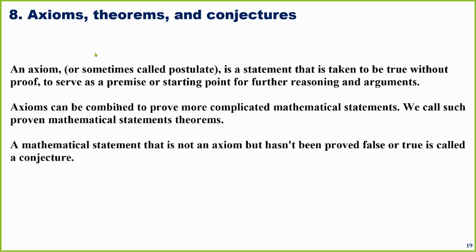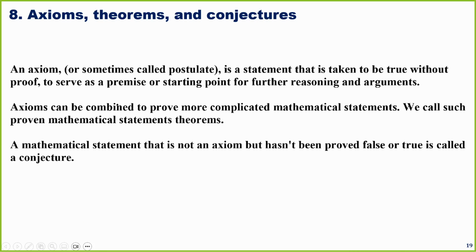Alright, next there are some trivial concepts about axioms, theorems, and conjectures. And here, be careful with the difference. An axiom, or sometimes called a postulate, is a statement that is taken to be true without proof, to serve as a premise or starting point for further reasoning and arguments. Axioms can be combined to prove more complicated mathematical statements. We call such proven mathematical statements theorems. And a mathematical statement that is not an axiom but hasn't been proved false or true is called a conjecture.